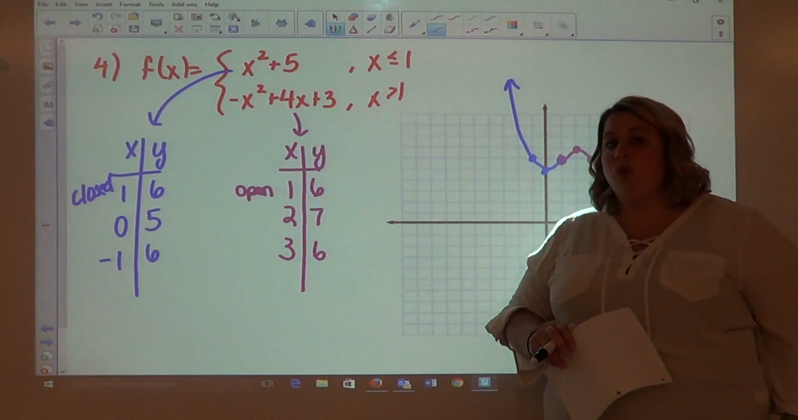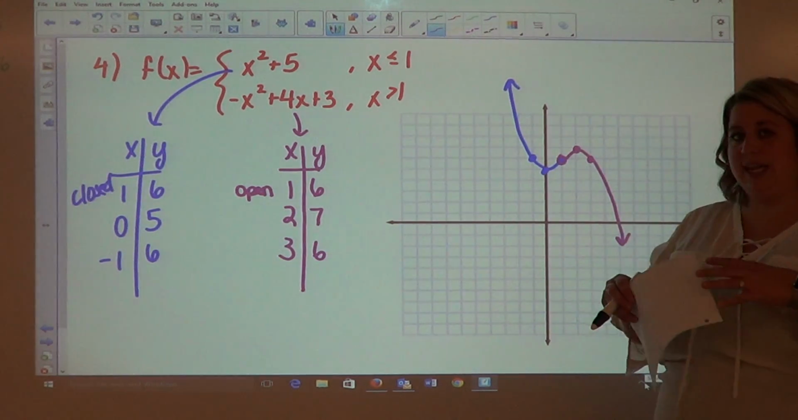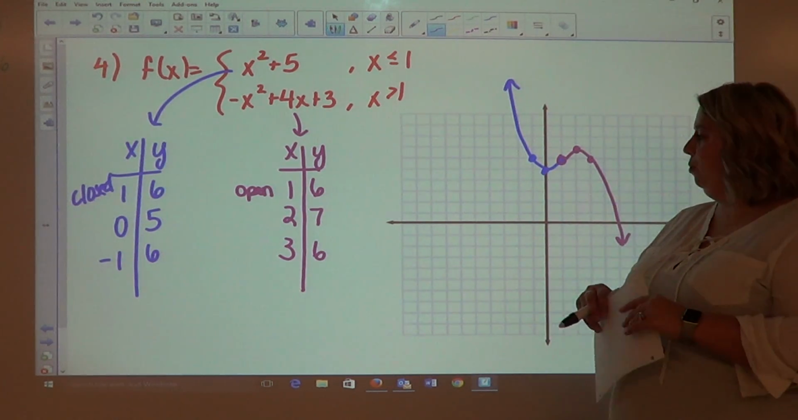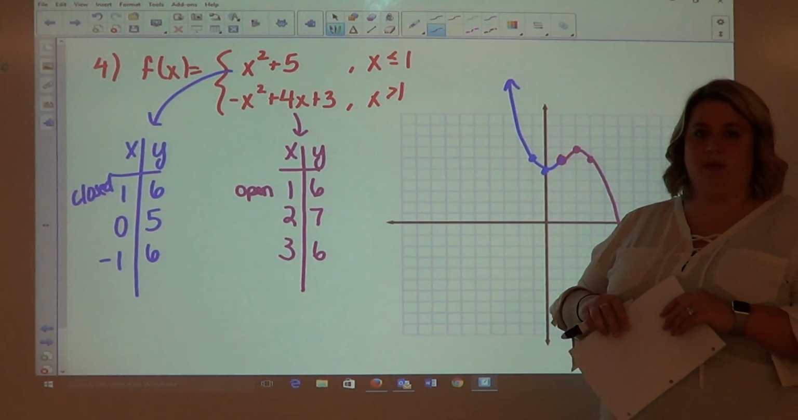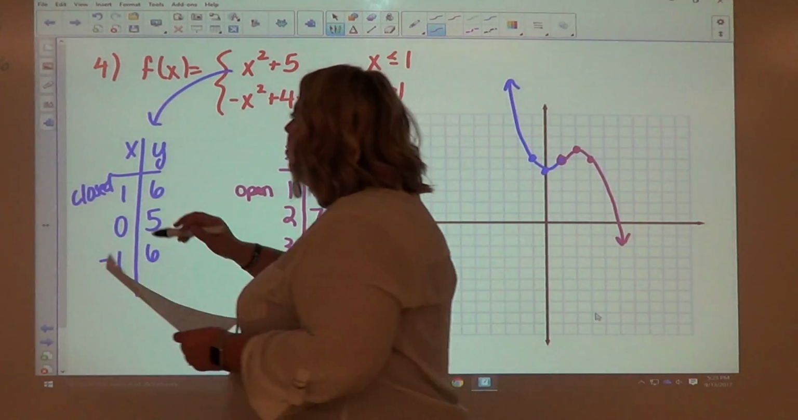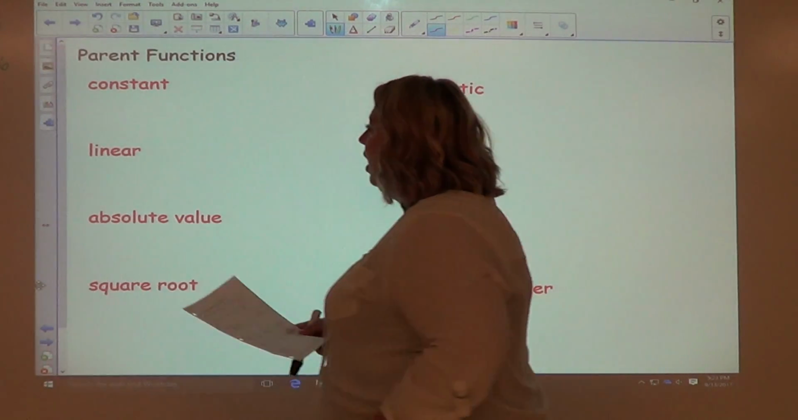Okay, the graphs could look weird because you're putting pieces together, but it's okay. Just graph each part separately, but you're putting them on the same coordinate plane. Okay, that'll take care of your graphing.